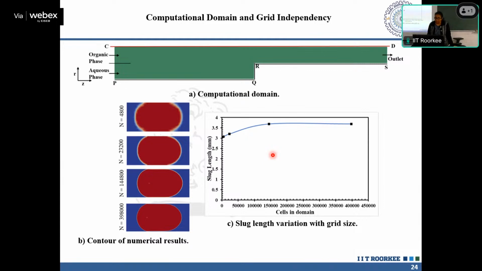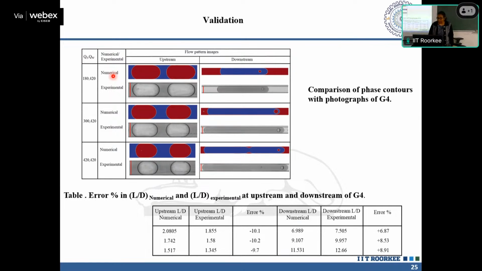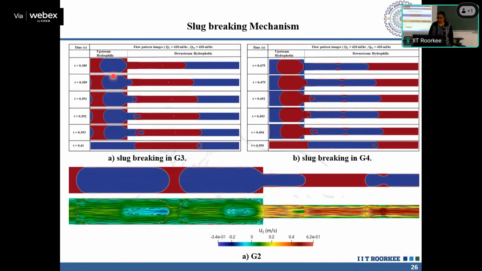Okay, so when we do that, this geometry is similar to the other geometry that we have taken. What we change here is the contact angle of upstream and downstream. Okay, the rest is the same as the other simulation. Again, we go for validation. Then this is the case that we have studied. Okay, so this is the slug, this is hydrophilic, and this is hydrophobic.